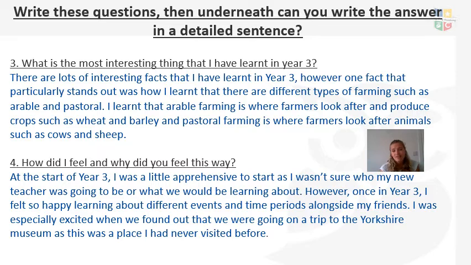How did I feel and why did I feel this way? So at the start of year 3, I was a little apprehensive to start as I wasn't sure who my new teacher was going to be or what we would be learning about. However, once in year 3, I felt so happy learning about different events and time periods alongside my friends. I especially was excited when we found out that we were going on a trip to the Yorkshire Museum, as this was a place that I had never visited before.